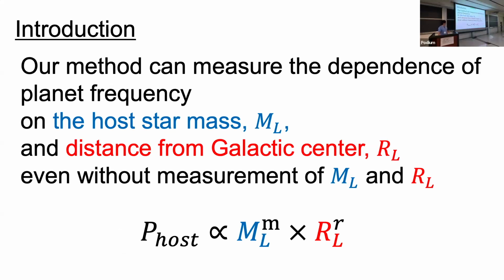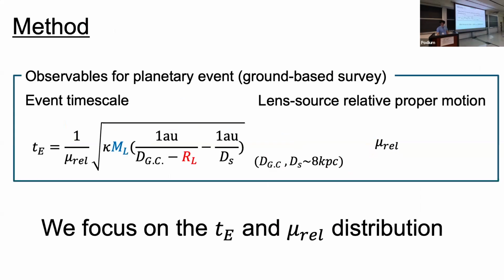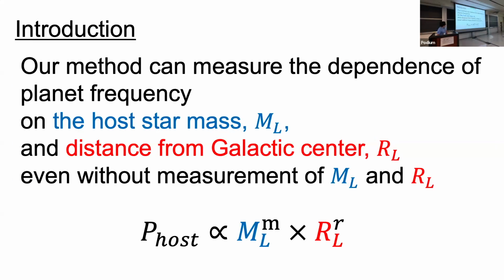In our analysis, we assume that the planet hosting probability is proportional to ML to the power of small m times RL to the power of small r. So the final goal of this method is to estimate these small m and small r values. Okay, next I will explain the details of this method, and I will introduce the application to the planetary sample from ground-based microlensing surveys.